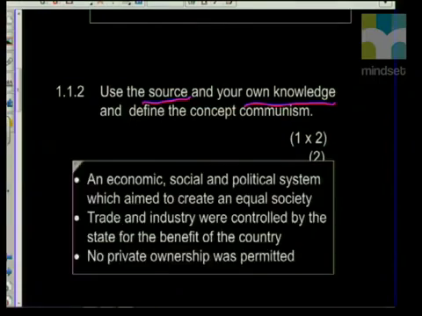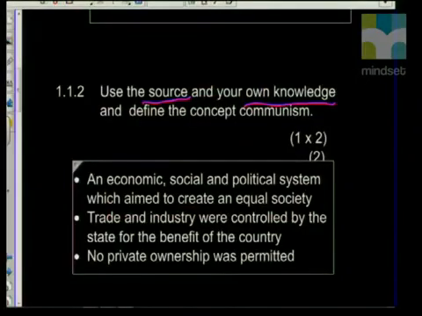Let's look at the answer there. There are various possible answers here, because we all use language differently, as long as you have communicated the meaning of the concept correctly. An economic, social, and political system which aimed to create an equal society. And then you get your 2 marks. Or you can say trade and industry were controlled by the state for the benefit of the country. That means people had to share. Or you can say no private ownership was permitted. You still get 2 marks, as long as you show understanding of communism.